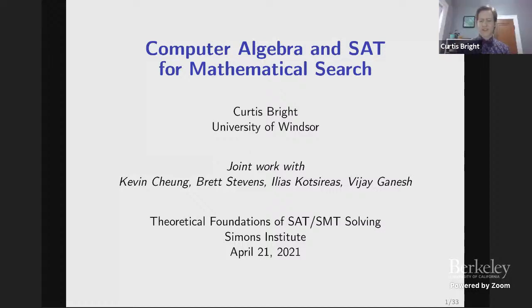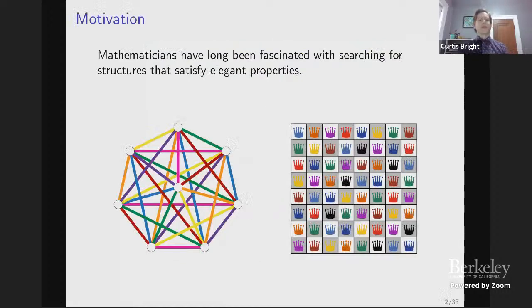Oh, thank you, Vijay, for the gracious introduction. And I'd like to particularly thank the organizers for running this great workshop and giving me this, it's my honor to present my research on computer algebra and SAT and how we can apply them to solve math problems. All right, so let me start with motivation.